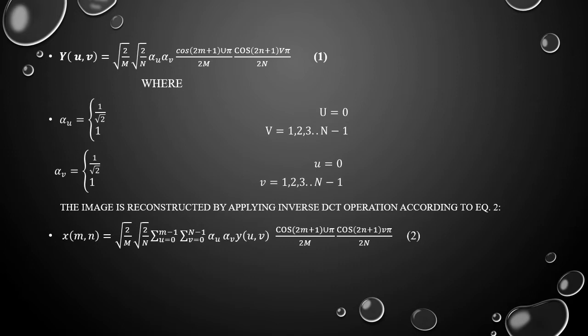If the u value is 0, then alpha u is put as 1 by root 2. And if the value of u is from 1 to m minus 1, then we put alpha u as 1. Similarly, alpha v also changes according to the value of v. If the value of v is 0, then alpha v is put as 1 by root 2, and if the value of v is from 1 to n minus 1, then alpha v is put as 1.